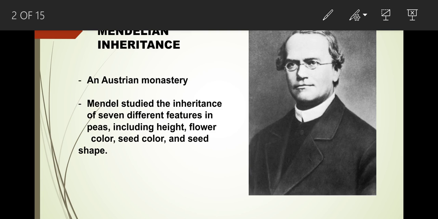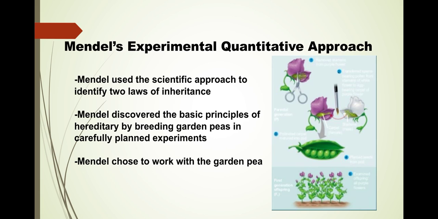Gregor Mendel is an Austrian monk. Mendel studied the inheritance of 7 different features in peas, including height, flower color, and seed shape. Mendel's experimental quantitative approach: Mendel used the scientific approach to identify 2 laws of inheritance. Mendel discovered the basic principles of heredity by breeding garden peas in carefully planned experiments.